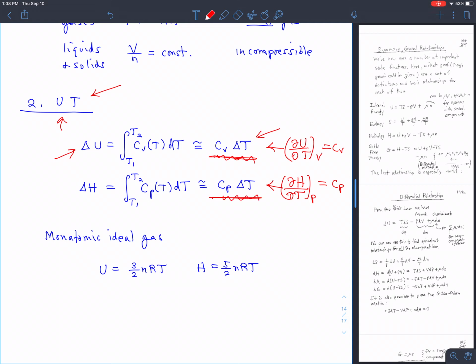And for monatomic ideal gases, which is the simplest case and the case we've mostly dealt with so far, here's the CV, and here's the CP for monatomic ideal gases. So you can see that these relationships that we've used in the past are special cases of these relationships up here, which hold for any substance, at least approximately.